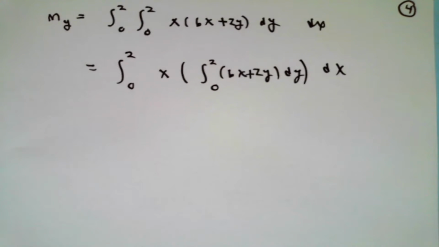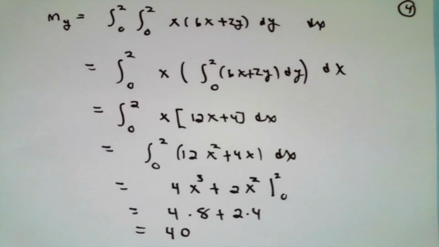Since the inside integral is being done with respect to y, I can pretend that the x is a constant and factor that out of the inside integral. This leaves the same inside integral that we did when we got the mass, so I may as well reuse the result. Converting it into the usual calculus 1 integral, and then doing the usual procedure, we find out that the moment about the y-axis is 40.